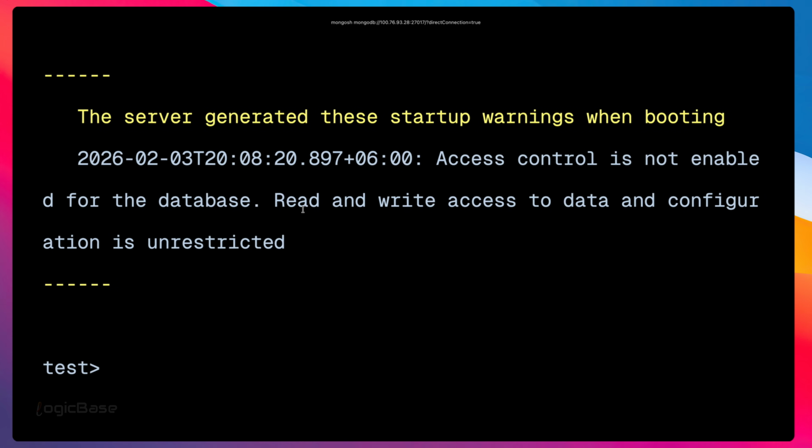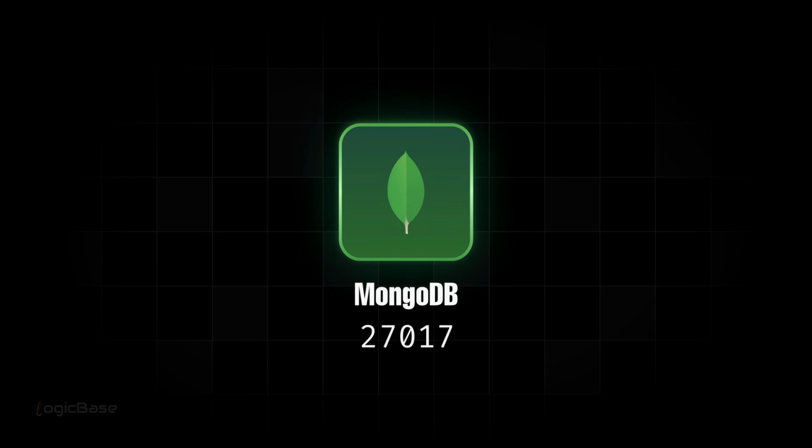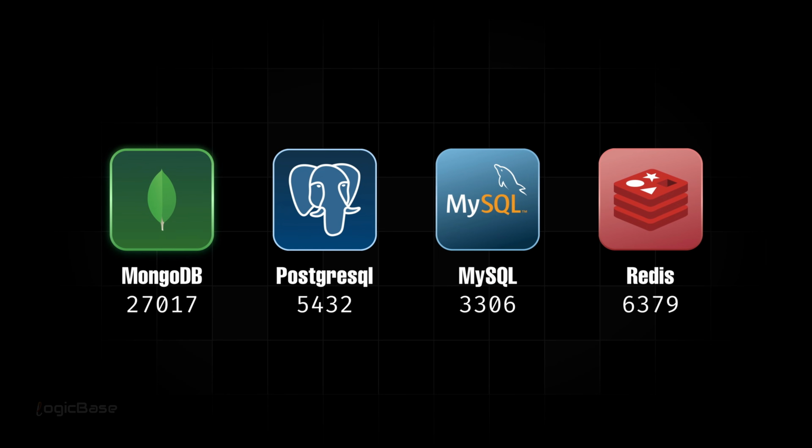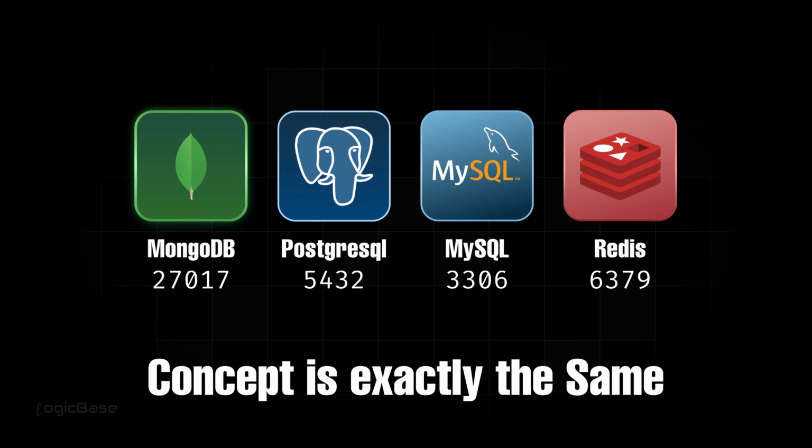Now, one more thing needs to be clear. This is not only for MongoDB. For PostgreSQL, the port is 5432. For MySQL, it's 3306. For Redis, it's 6379. The service can be different, but the concept is exactly the same.